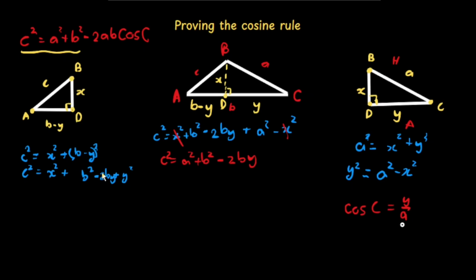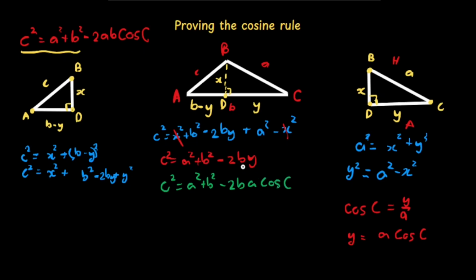Now I want to get rid of y, guys. I don't want y to be there. So simply all I'm going to do is make y the subject of the formula so that I can substitute in for it and get rid of it. So by manipulation, y should equal a cos c. Now I can take this bit over here and substitute it in for y in this formula. And by substituting a cos c in for y, I will get c squared is equal to a squared plus b squared minus 2b a cos c.